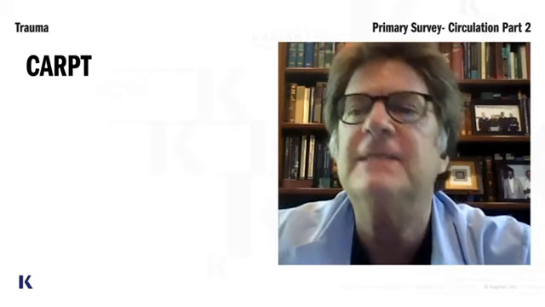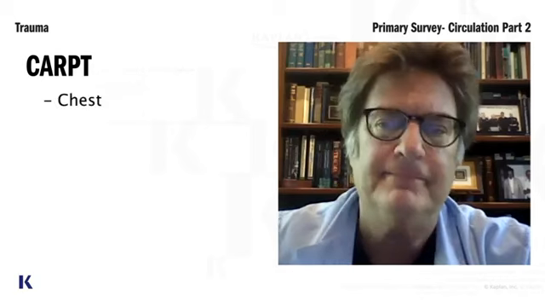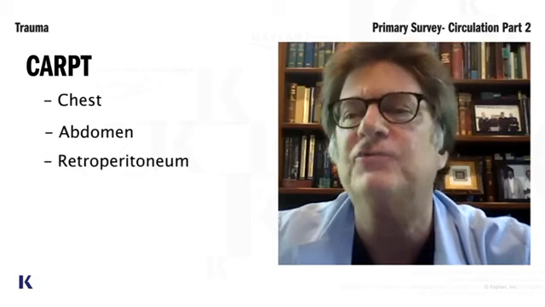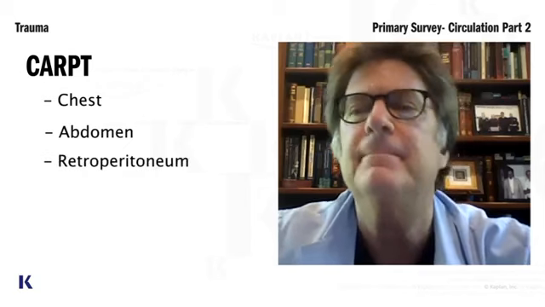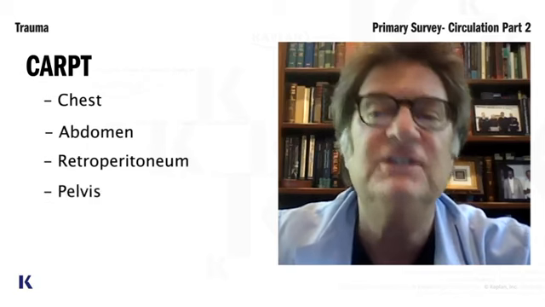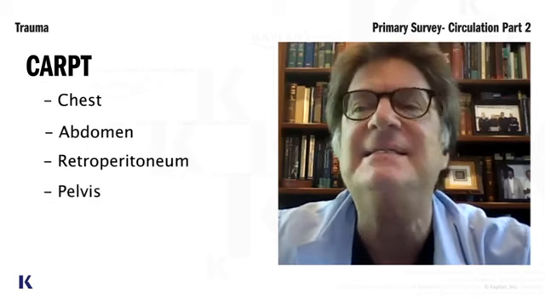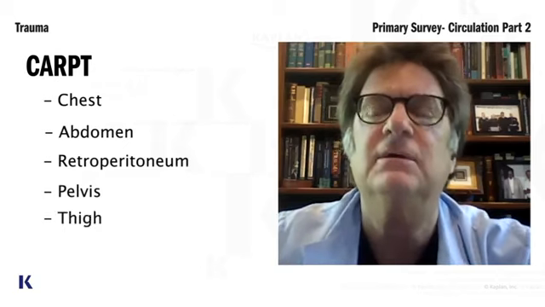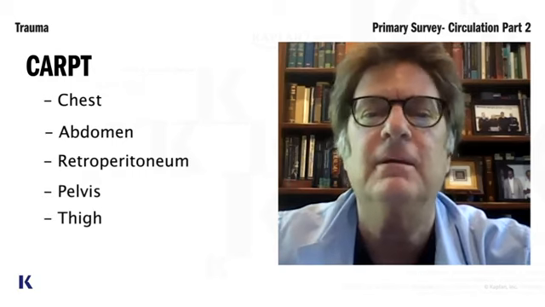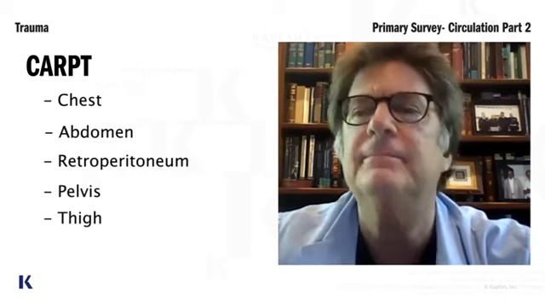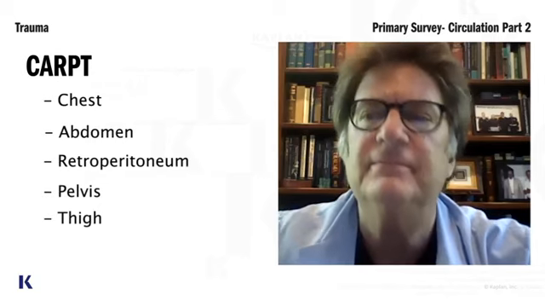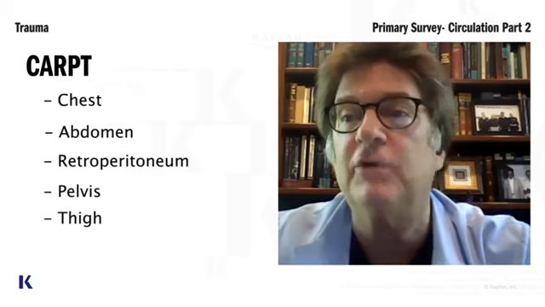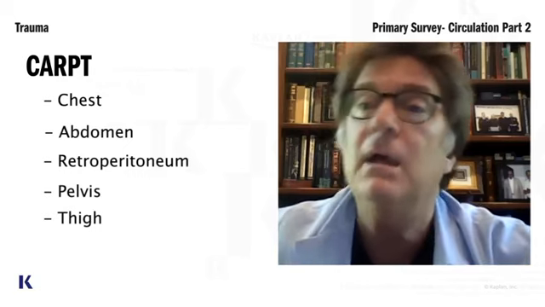Here we go. C, chest. A, abdomen. R, retroperitoneum. P, pelvis. And T, thigh. Let me repeat that. Chest, abdomen, retroperitoneum, pelvis, thigh. And that acronym, CARPET, I use it all the time, meaning even at my level.